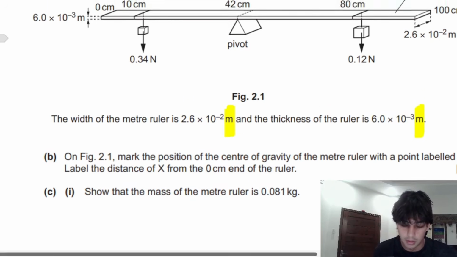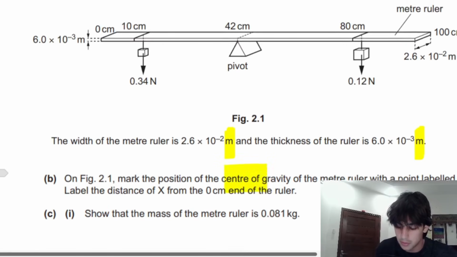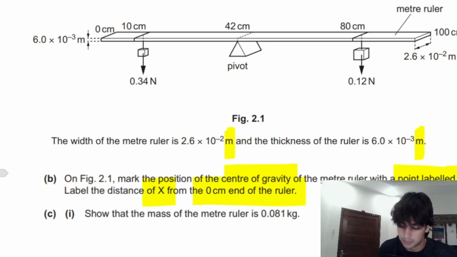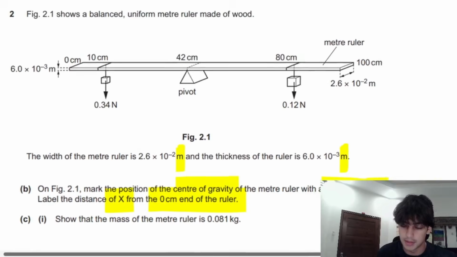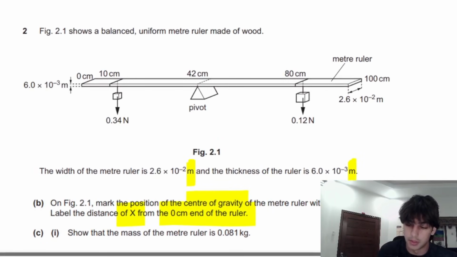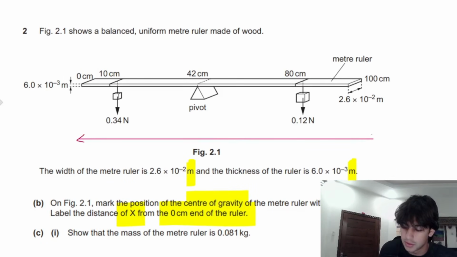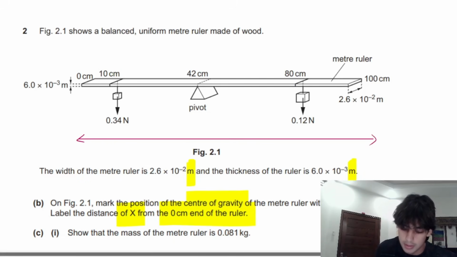formula easier. On figure 2.1, mark the position of the center of gravity of the meter rule with a point labeled x. Label the distance of x from the 0 centimeter end of rule. Okay, so we can clearly see that this is a scale extending from 0 to 100 cm. So if you think about it logically, if you have a scale that goes from 0 to 100, the center of gravity will usually lie in the midline between them, which is going to be 50 cm.